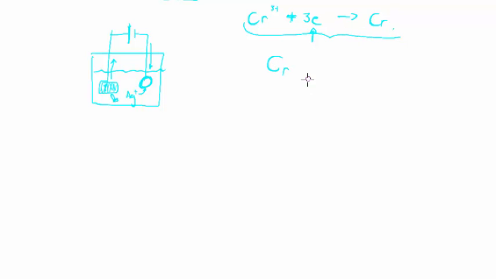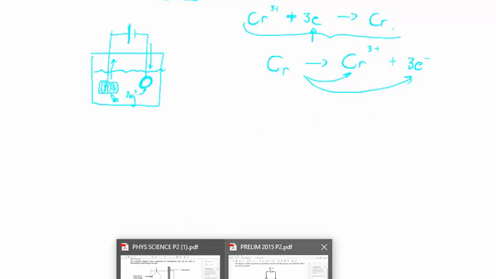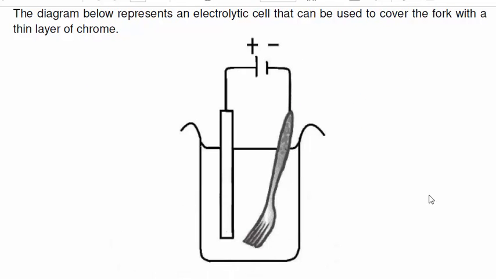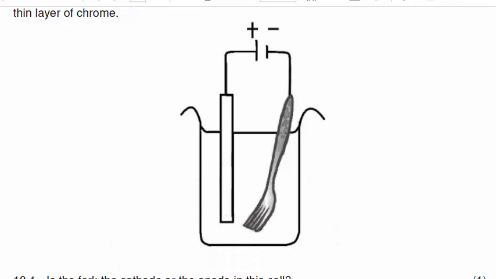It is the chrome that produces chromium and 3 electrons. So it is giving away into the solution, it gives that, and into the circuit it gives that. Okay. Sorry about that. But then, what was the first question? Is the fork the anode or the cathode?